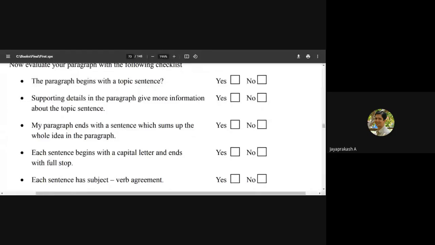I come, you come. So these are the things we have to take care of. When we closely analyze every paragraph that we have written like this, there is less chance for errors or mistakes. So we can write a good paragraph.